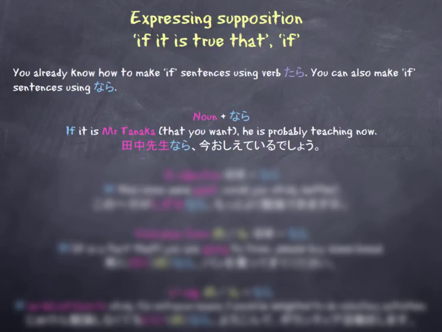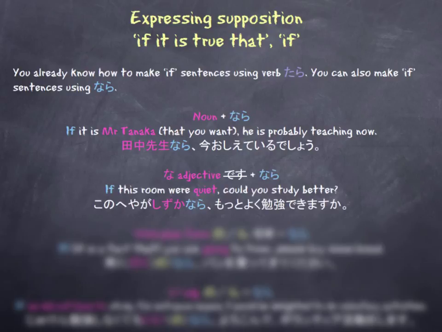What we'll do is we simply attach nara to the end of our noun. For example, if it is Mr. Tanaka that you want, he is probably teaching now. Tanaka sensei nara ima oshiete iru desho. So we have our noun, which is Mr. Tanaka, Tanaka sensei, and we've simply attached nara to that. So if it is Mr. Tanaka, Tanaka sensei nara.